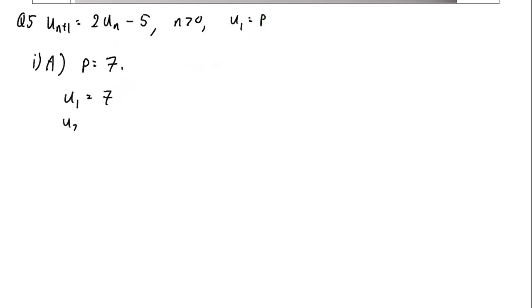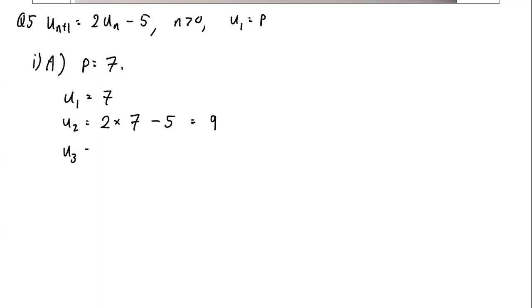Then how about u2? Using the formula, how do you read this formula? It means that the current n plus 1 term is equal to 2 times the previous term. Previous because n plus 1 go to n, you're just subtracting 1. And then you subtract away 5. So that just means 2 times the previous term, which is u1, subtract away 5. If you are faster, you can immediately see that u1 is 7. So you can replace the u1 with a 7. Then 2 times 7 is 14. 14 minus 5 is 9.